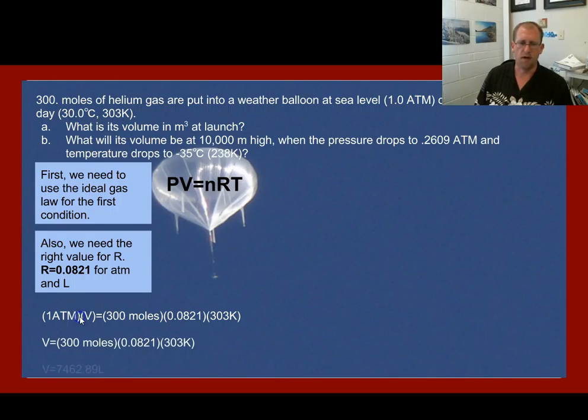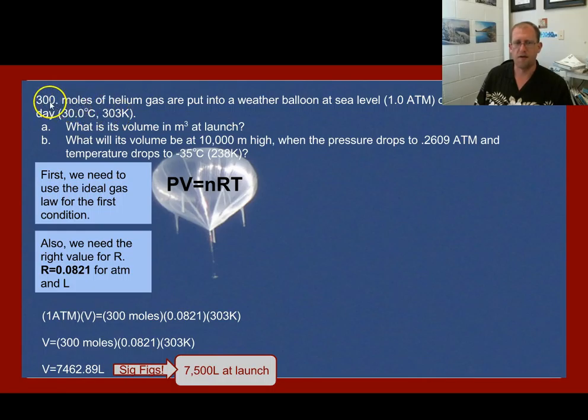So I'm going to get that my volume is 7,462.89 liters at sea level. So that's a big balloon, right? That's a lot of air in there. That's at launch. I need to make sure that I correct for sig figs. I have 3, 3, 3, 2. Okay, so 7,500 liters at launch.